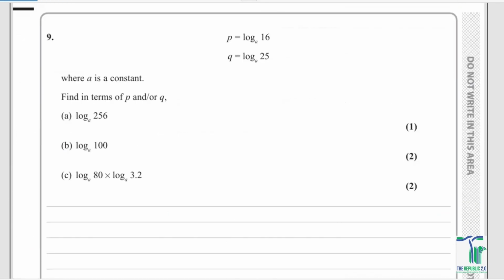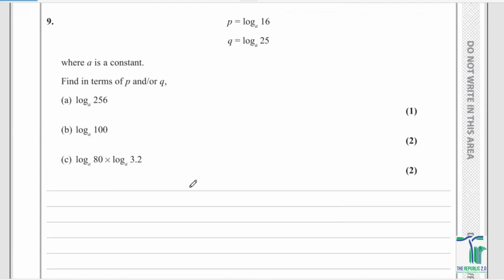Now, in question number 9, we've got p, that is log base a of 16, and we've got q, that is log base a of 25, and we need to get the values of the A part, B part, and the C part in terms of p and q. So for the A part, everybody knows that log base a of 256 can be written as log base a of 16 squared, which is also equal to 2 log base a of 16, and log base a of 16 is p. It is going to be 2 times p.